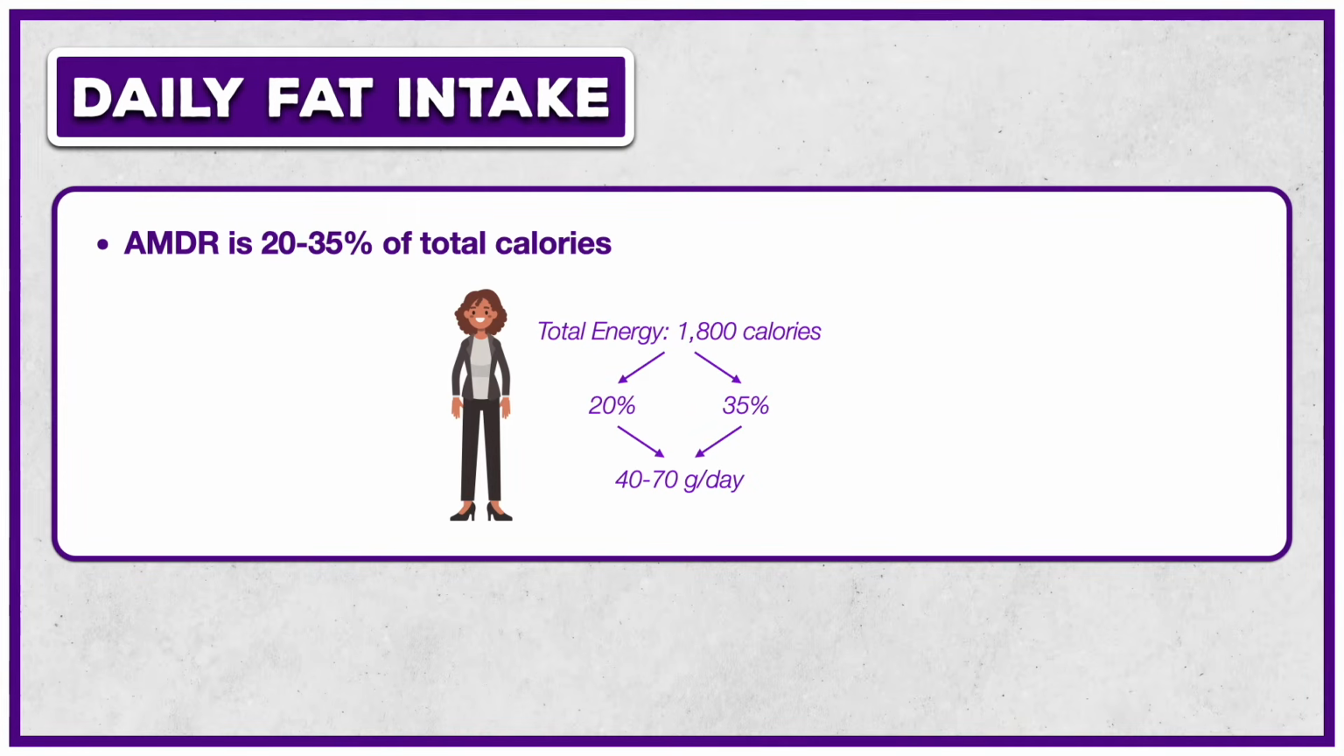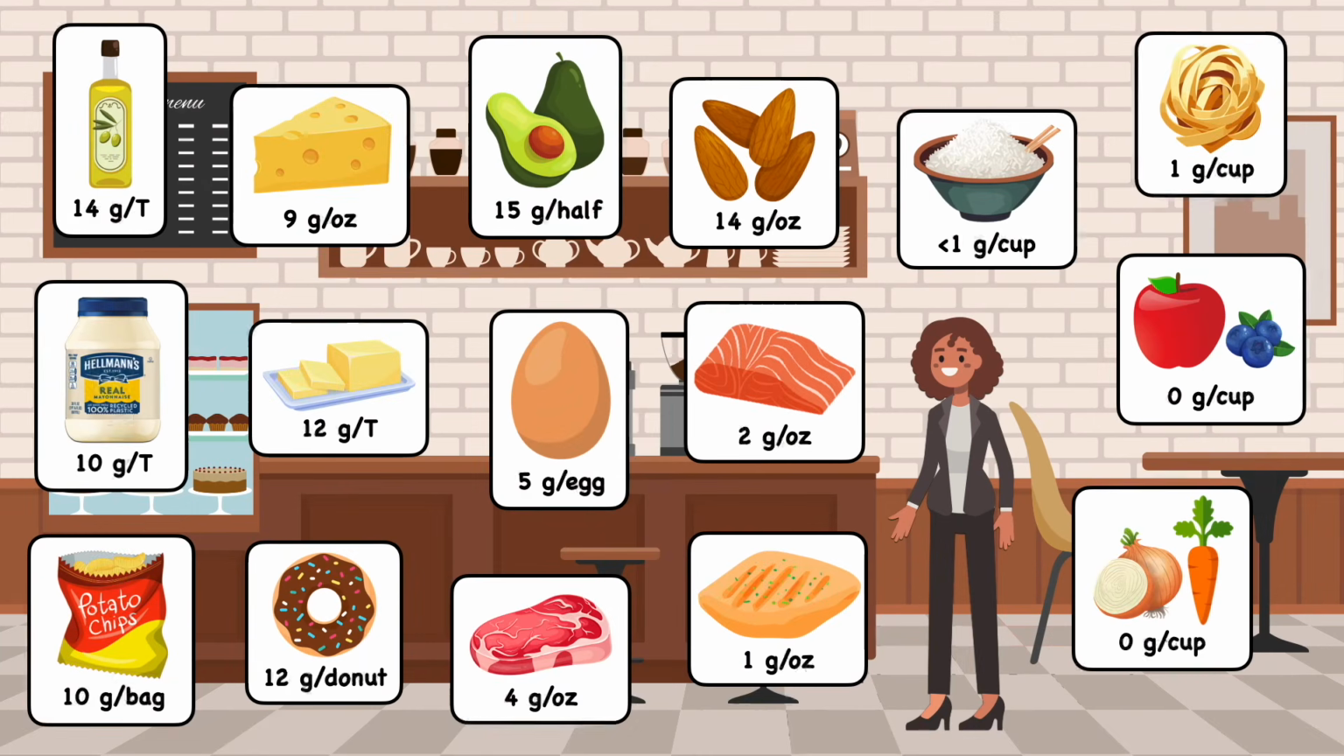To illustrate this recommendation, we can pretend we have Miss Jackson who requires 1,800 calories per day. If we take 20% of 1,800 and 35% of 1,800 and then divide by 9 calories per gram, we find that the recommended range for her is 40 to 70 grams. She would aim to satisfy this amount by choosing different foods and beverages throughout the day.